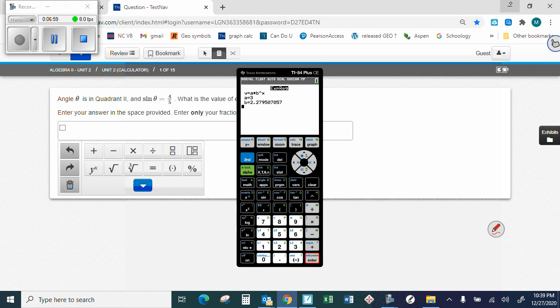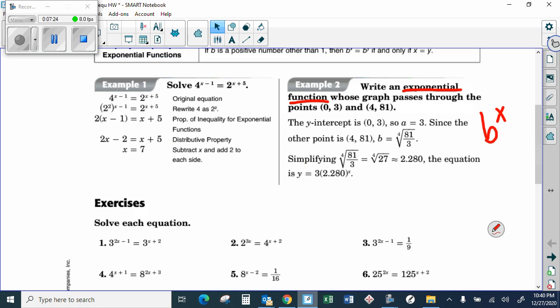A equals 3, because here it tells you the form, y equals a b to the x. So you have 3, and then parentheses 2.279507, parentheses to the x. That's your b value. Now they might tell you to round to the nearest hundredth, which would be 2.28. As far as doing that, we look back at the answer that they have here, and they went to the thousandths, 2.280. And then there's my equation.